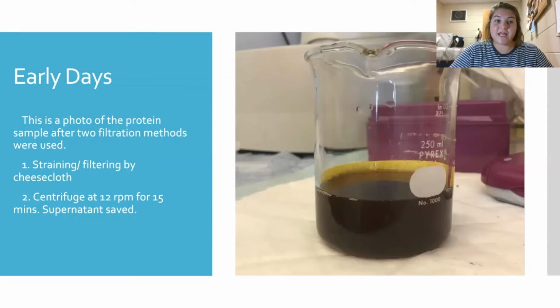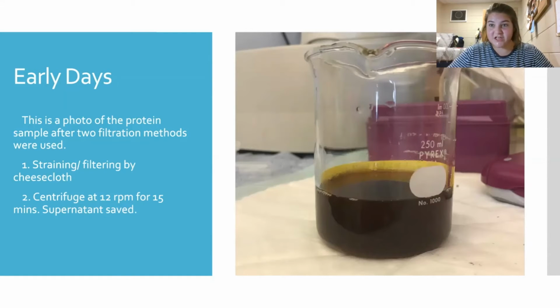In the liver, there are so many different proteins in that solution, but I'm only looking for G6PD. So to do that, we have to go through several filtration systems to strain and only keep the protein that I'm looking for. The beaker that you see there is actually after we had already done 2 filtration methods. First, we used a cheesecloth to get the remaining solids out of the solution, and then we centrifuged at 12 rads per minute for 15 minutes, and the supernatant was saved.